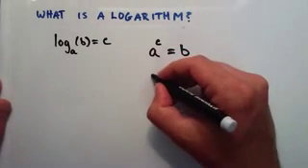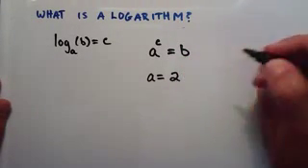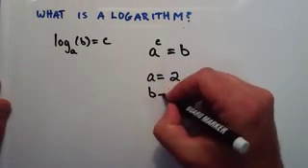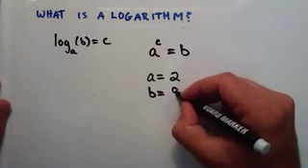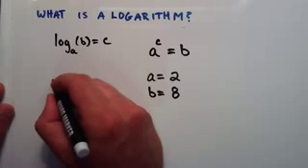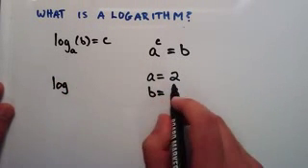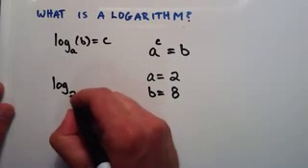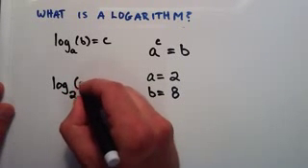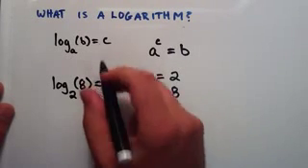So let's say that our A equals 2, and our B equals 8. Okay, so we're going to just rewrite this here. We have log base A, so our base is 2. So log base 2 of 8 is equal to C.